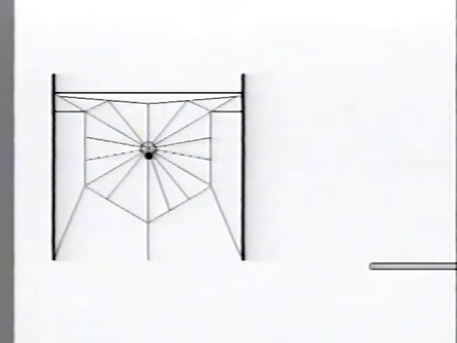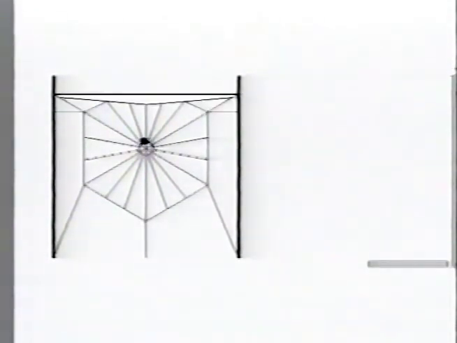Each new radial is built in 3 to 5 seconds, and all the radial and structural elements can be accomplished in under 5 minutes. Once no new radials are necessary, Araneus diadematus spins the temporary or provisional spiral. The temporary spiral contains a total of 4 to 8 complete turns. Note that the distance between successive loops grows progressively larger.